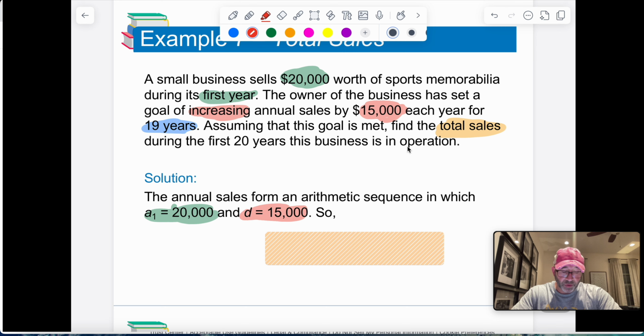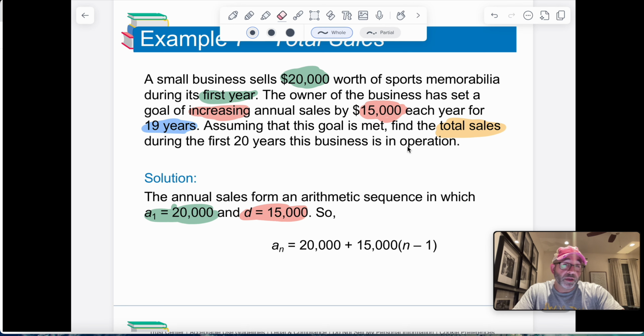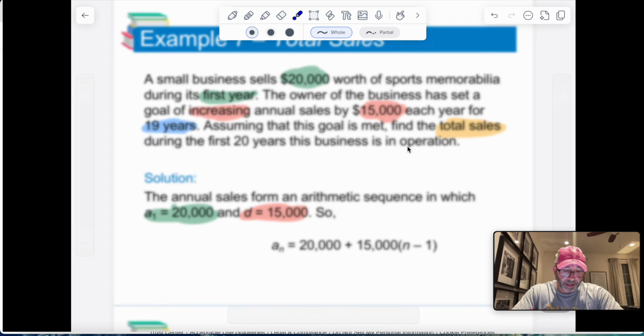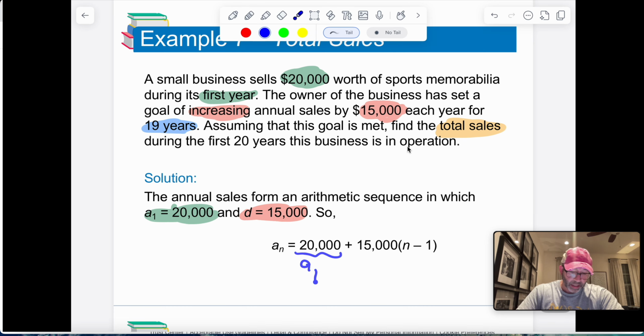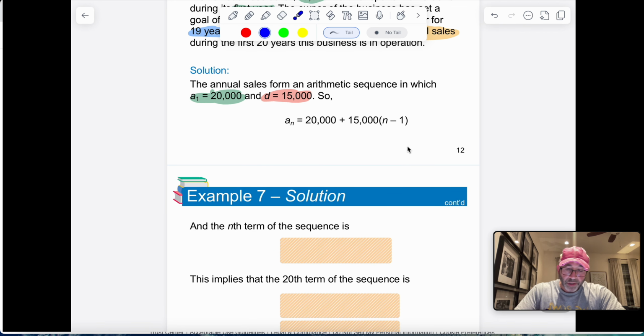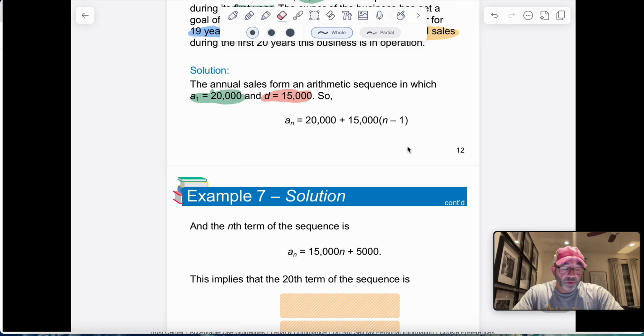So we can write a rule for this. We have our first value. We have our common difference. What would that formula look like? It's going to be A1, which is 20,000, and 15,000 for our common difference. So we got A1 here, and then we got our common difference here. Okay, so this helps us to generate a rule. Okay, so once we know what the rule is, this is the rule in simplified form. Distribute the 15,000 and combine like terms.